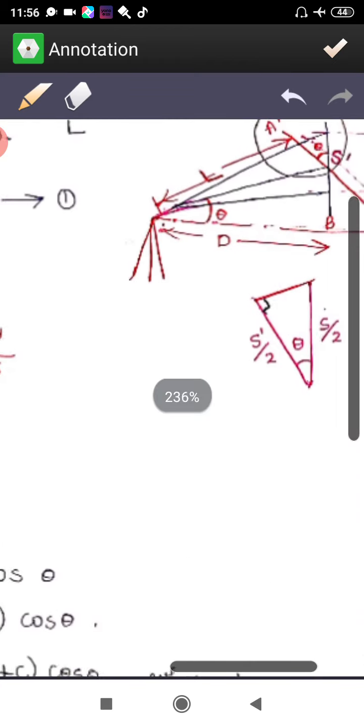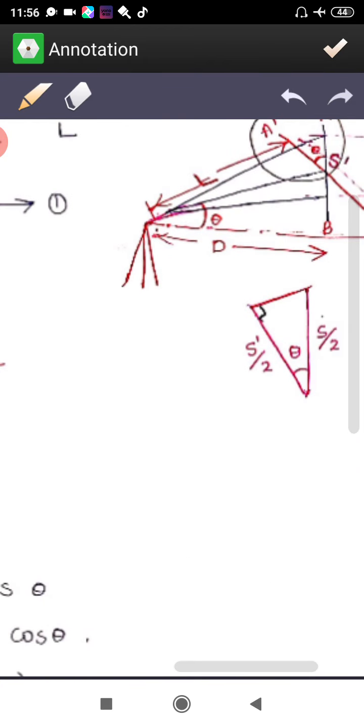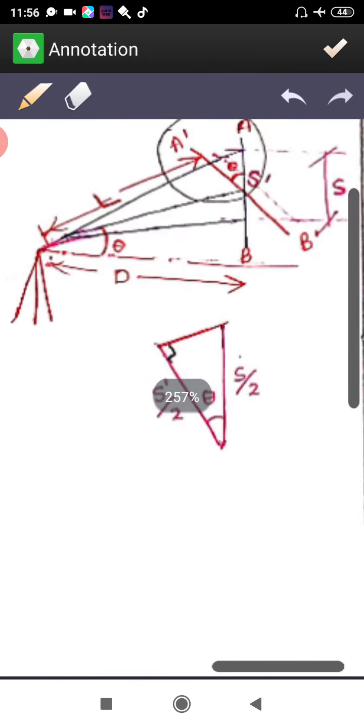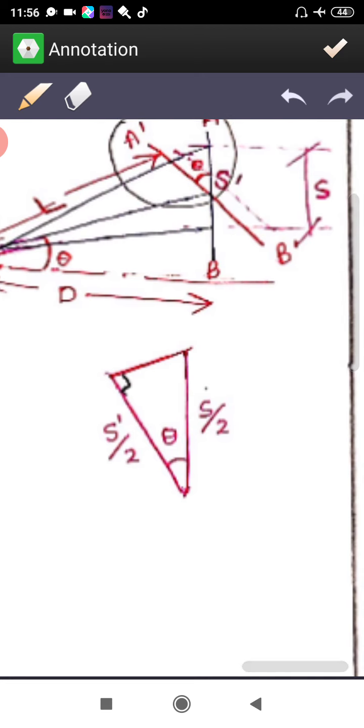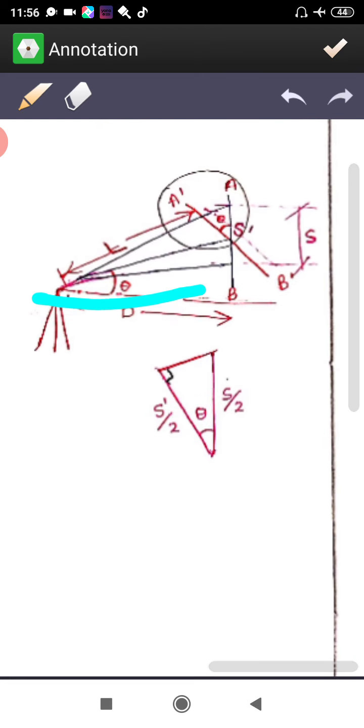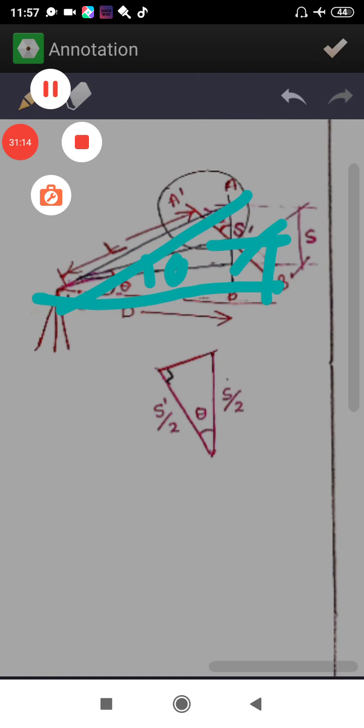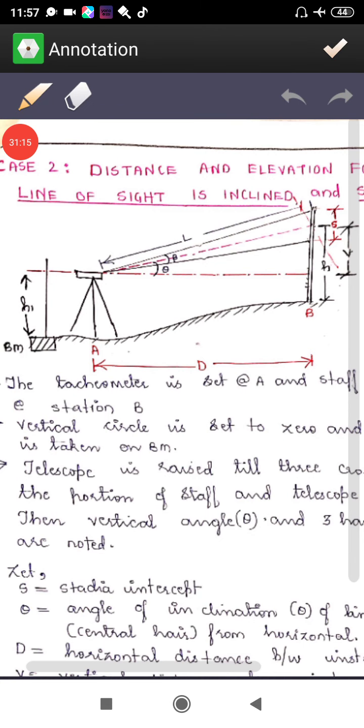Now if you take this full figure, this is going to be V and this is going to be L. So here you'll be having a theta. Now I'll show you. If you check this here, V is this and this is L and this is D. Now how to get this theta?